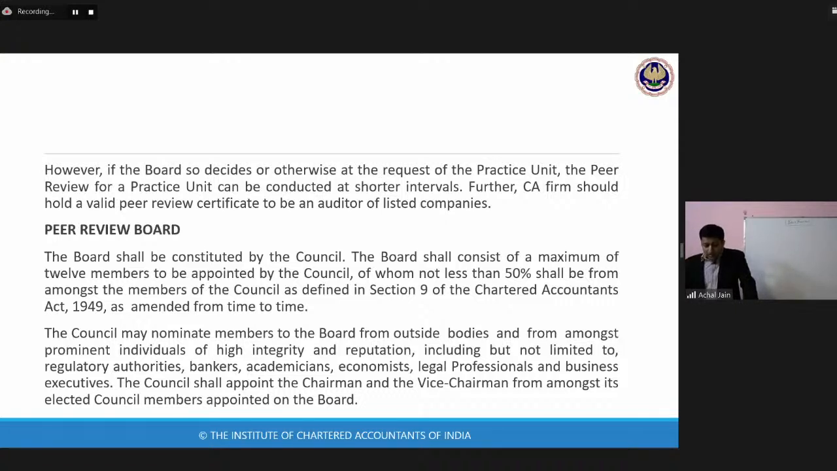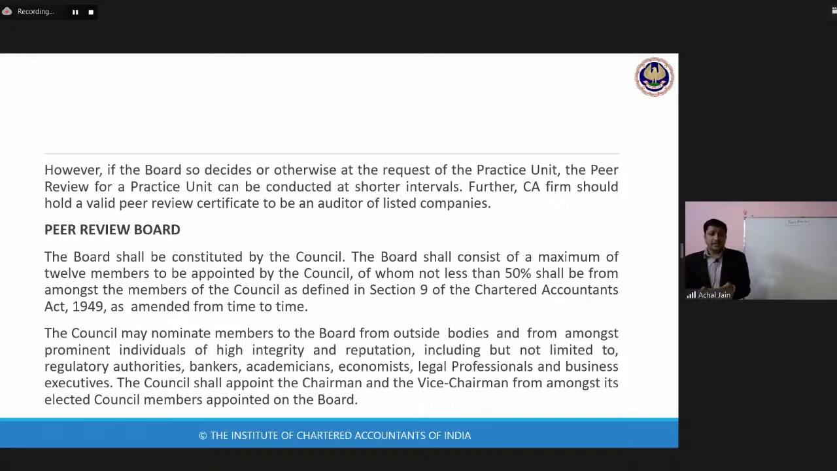A member of the disciplinary committee or the disciplinary board of the ICAI shall not be a member of the board. So it's a restriction which is put on the members as regards their appointment, or as regards their becoming a member of the peer review board.